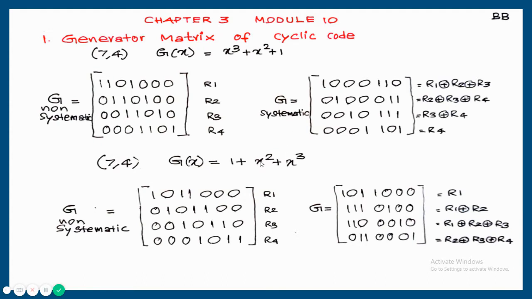Second example, 1 plus x square plus x cube. For 1 plus x square plus x cube, the format should be PI. First I am generating non-systematic. The first row is the non-systematic cyclic code of 1, 0, 0, 0.